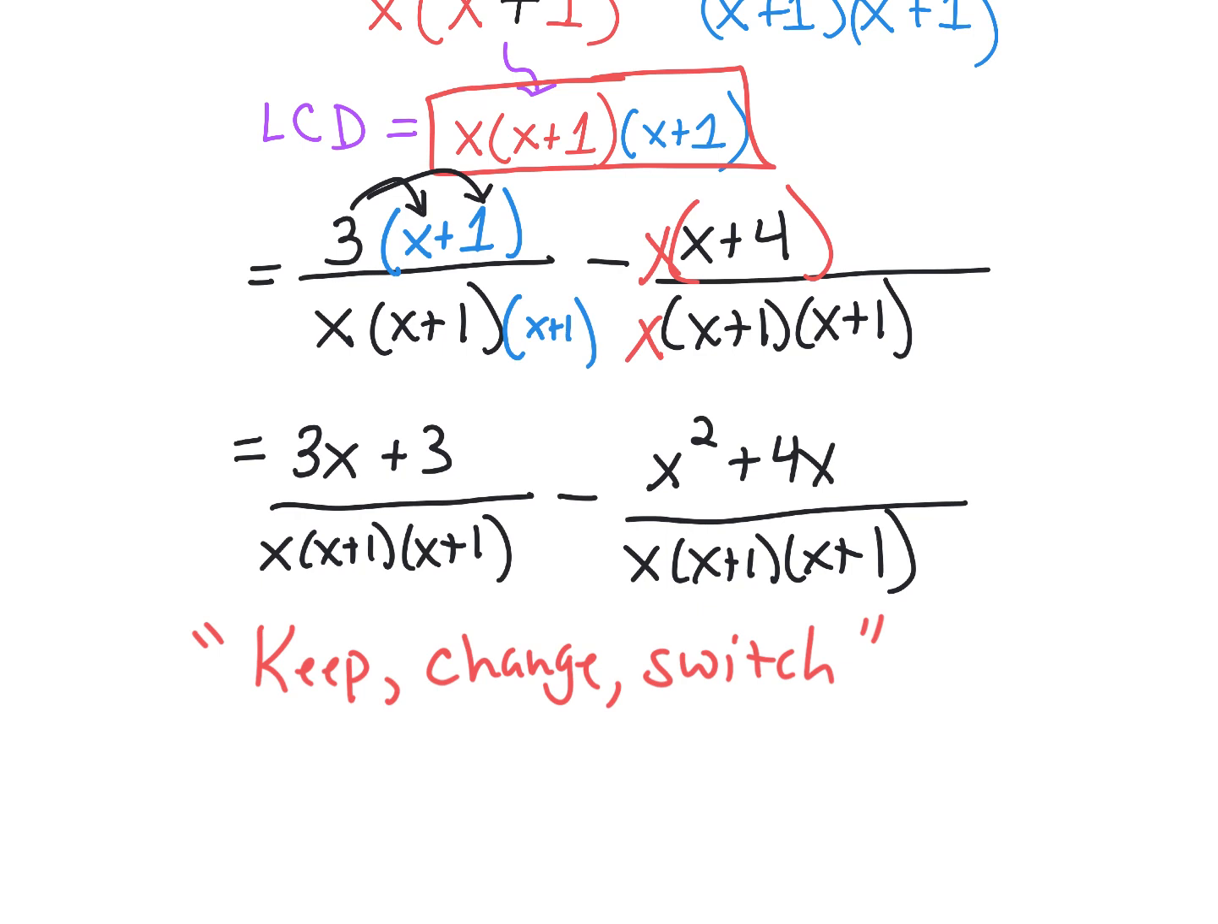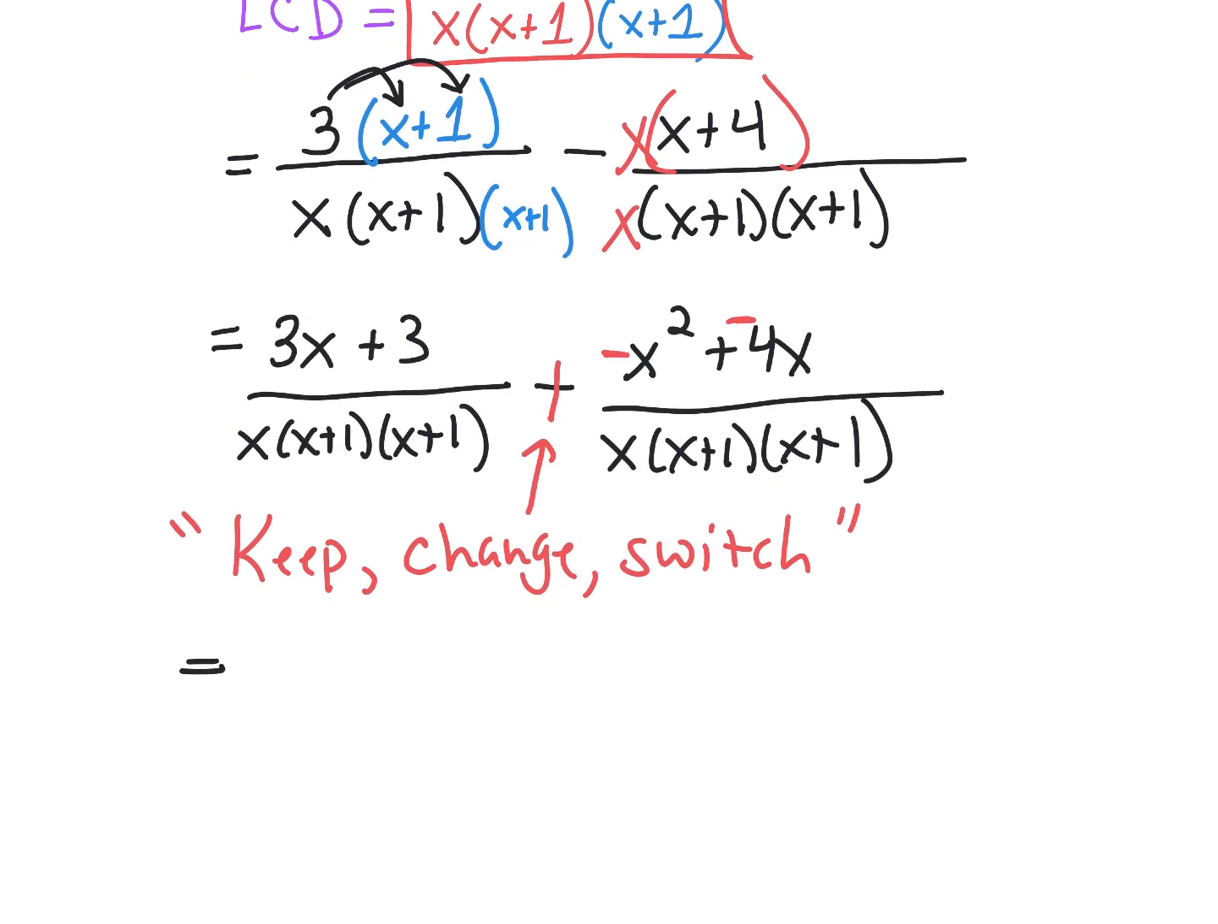So what does that mean? We keep the first top. You change your subtraction to addition. And then we're going to switch all the signs in the second numerator. So we keep the first 3x plus 3, that's going to stay. You change your subtraction to addition. And then you switch all of the signs in the second numerator. So then it's yesterday's lesson. I'm adding. So keep, change, switch is the recipe for success today.